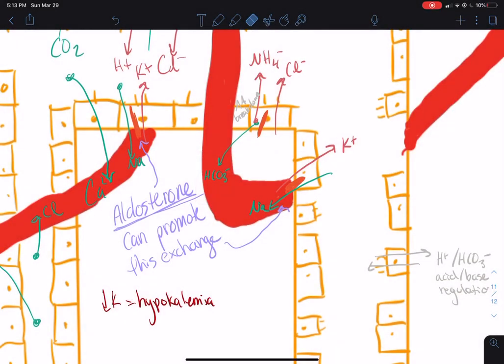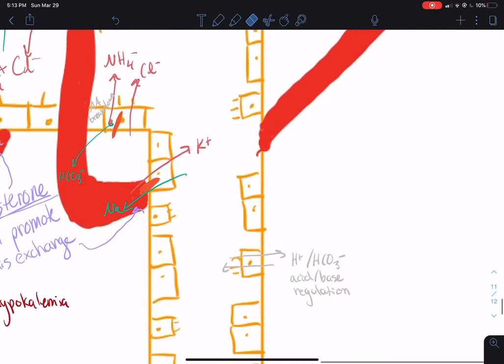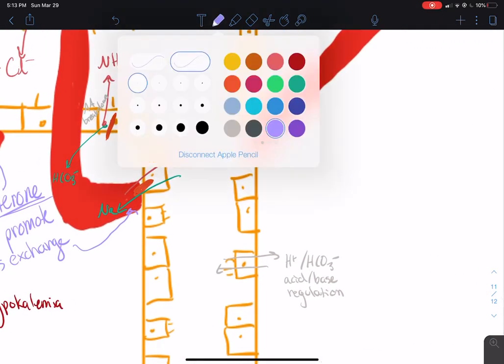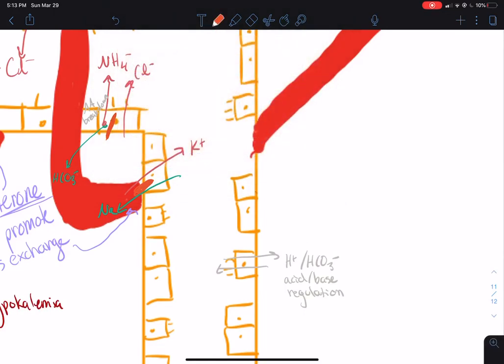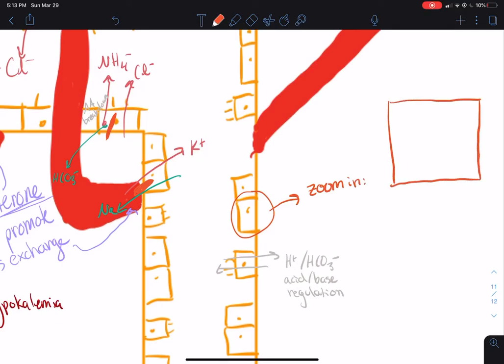Okay, all right. Now, last but not least, in the collecting duct, we have to mention how we're going to reabsorb water. So let's just take one of these cells and zoom in and take a look at what's actually going on right in here. So let's zoom in, and I'll draw a box. Here we'll have our basolateral side, and here we'll have our apical or luminal side.